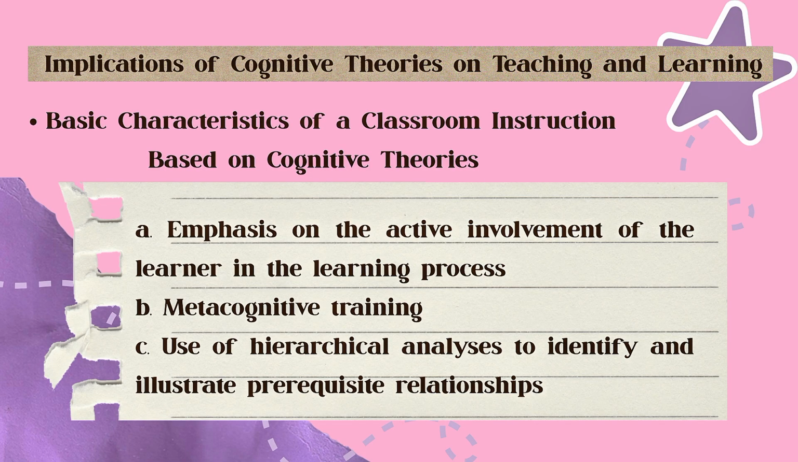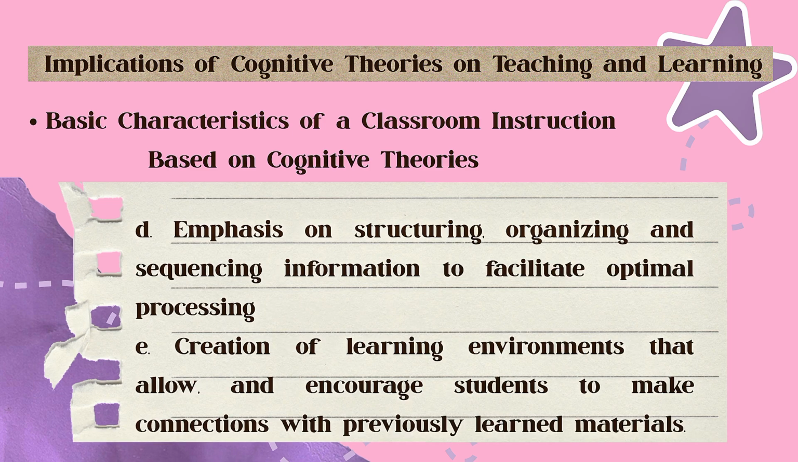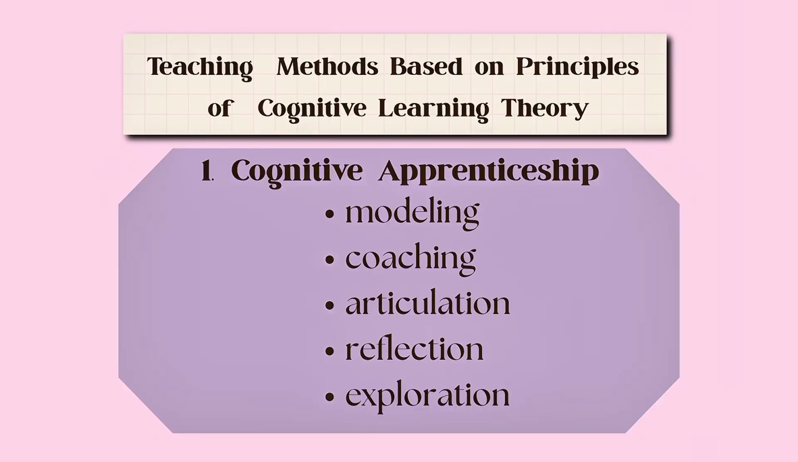Let's move on to the implications of cognitive theories on teaching and learning. Under this, we have the five basic characteristics of a classroom instruction based on cognitive theories, which you can read on screen. Now, let's move on to the teaching methods based on principles of cognitive learning theory. Number one, cognitive apprenticeship, a method of helping students grasp concepts and procedures under the guidance of a teacher or expert. The following are the phases of instruction. We have modeling, coaching, articulation, reflection, and exploration.